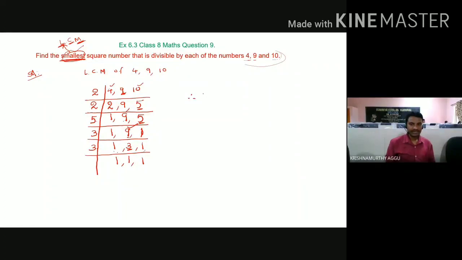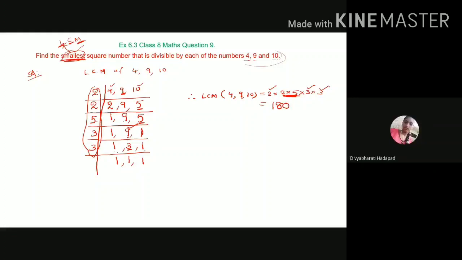Therefore, LCM of 4, 9, 10 is equal to, what are the numbers you got here? Those all you multiply: 2 into 2 into 5 into 3 into 3. The easiest process I would like to tell you: 2 into 5 will give 10. For some time you forget about this. 2 into 3, 6. 6 into 3, 18. 18 into 10, 180.